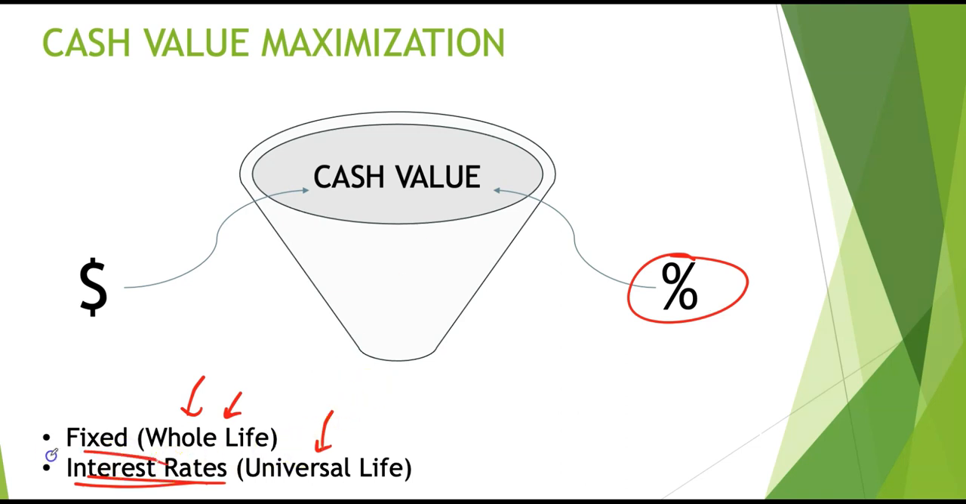So this is more tied to interest rates. The third type is variable, which is tied to mutual funds known as sub-accounts.